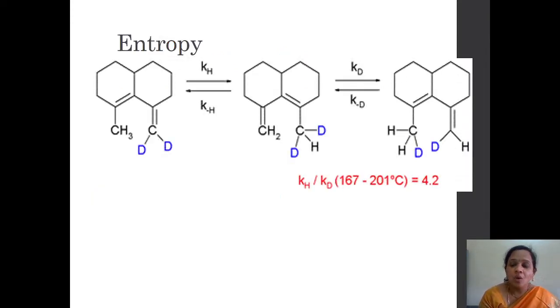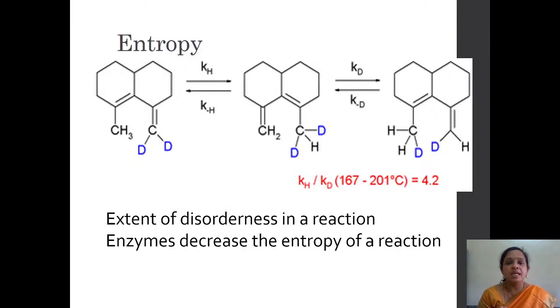Next is entropy. What do you mean by entropy? Entropy means the disorderness in a reaction. When an enzyme combines with the substrate, this disorderness is decreased by the enzyme. So that is the mechanism by which entropy helps in enzyme catalysis.